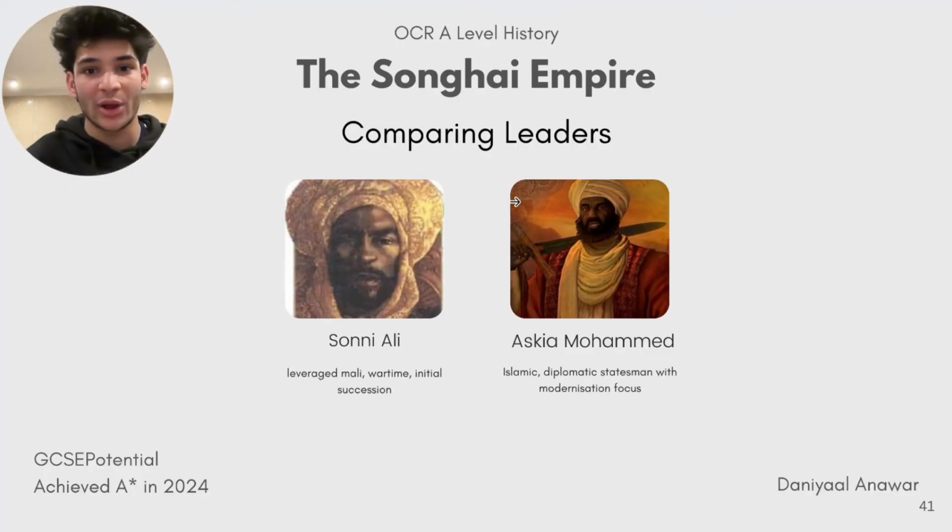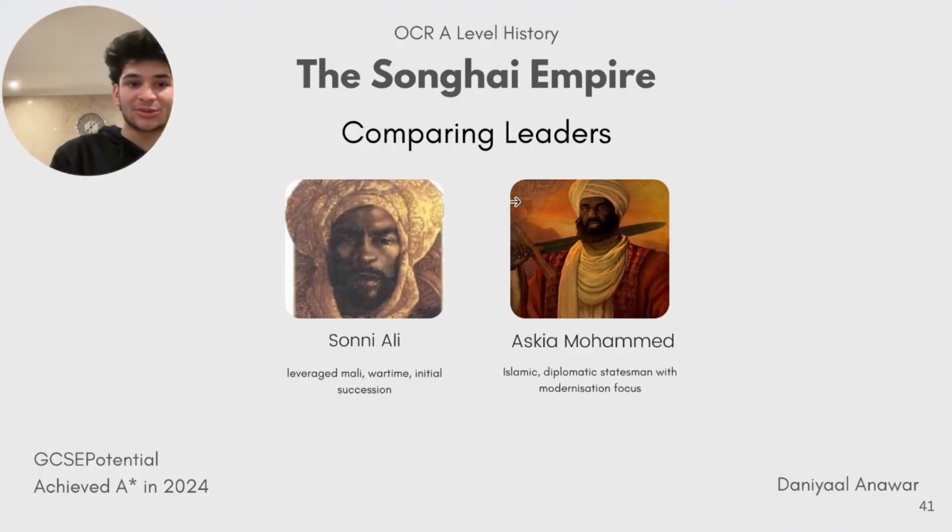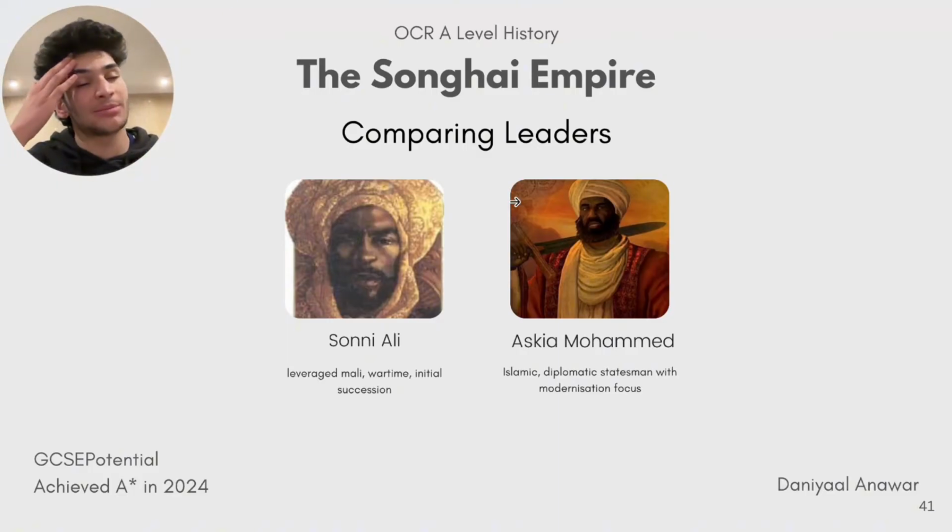Okay, anyways, the final point for the Songhai Empire is comparing leaders, right? I don't think this really comes up with the other empires, but because there were two really distinct leaders in Songhai, it's quite important to know how to compare them just in case the 20 marker comes up.